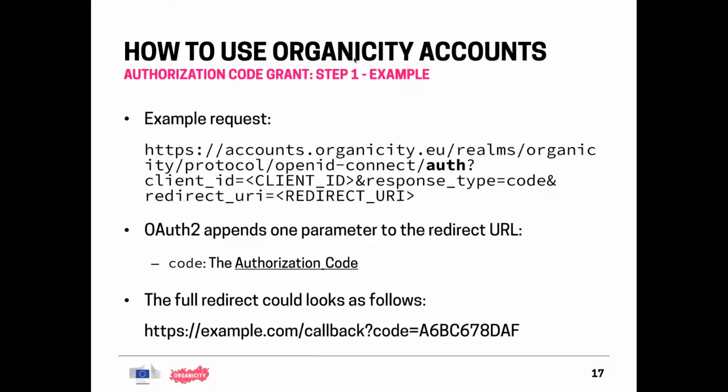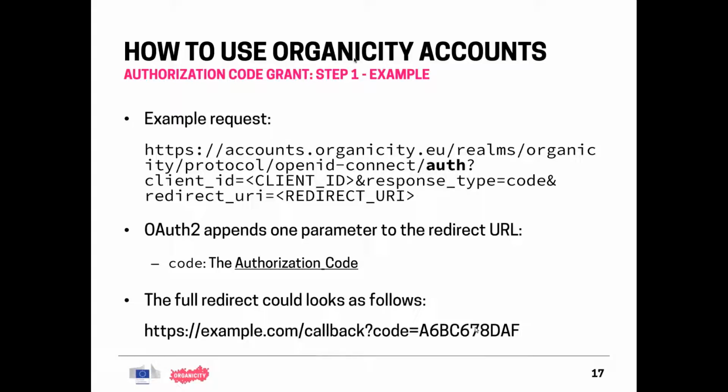After this was successful, the user logs in. This is just an example of the request. For example, you see here this Organicity accounts /auth endpoint, the client ID, the response type, the redirect URL. Now the OAuth 2 server responds to the login, if it's successful, with the so-called authorization code. It could look like this, like https://example.org, so include here your domain, some callback address and code, whatever.